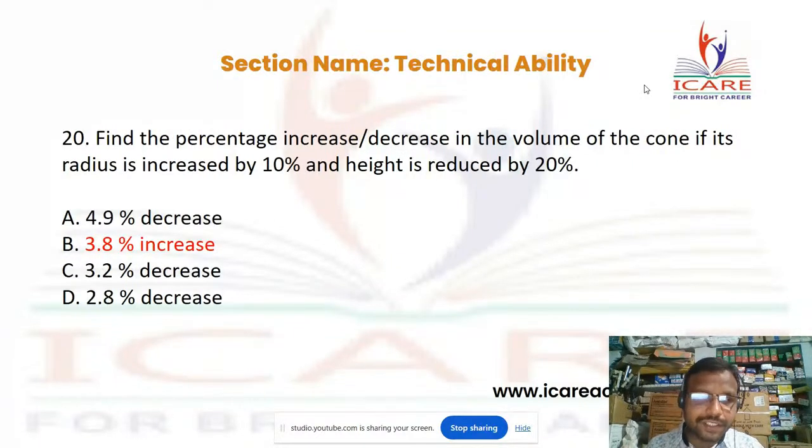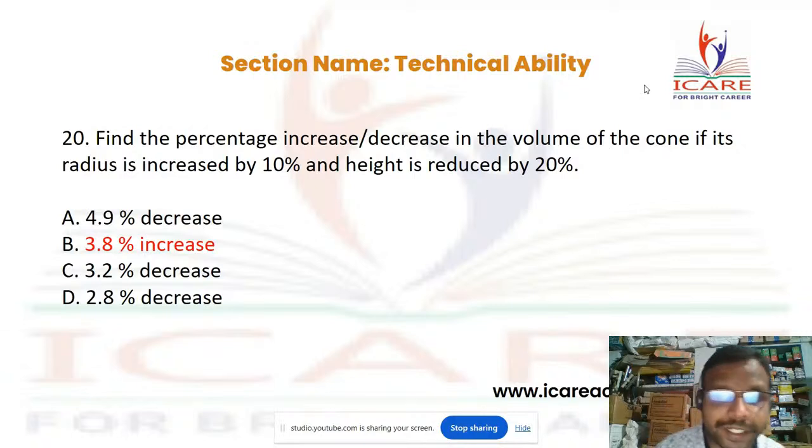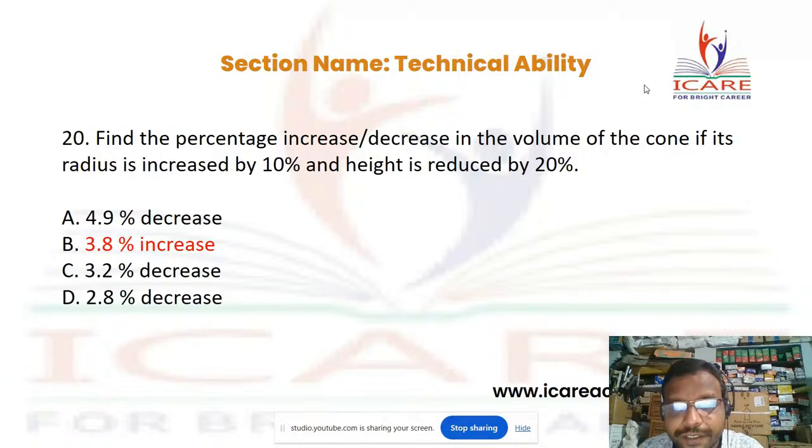This is a recent question only. Find the percentage, whether it is increase or decrease, in the volume of the cone if its radius is increased by 10 percentage and height is reduced by 20 percentage. So please respond in the chat box. What is the volume of the cone?